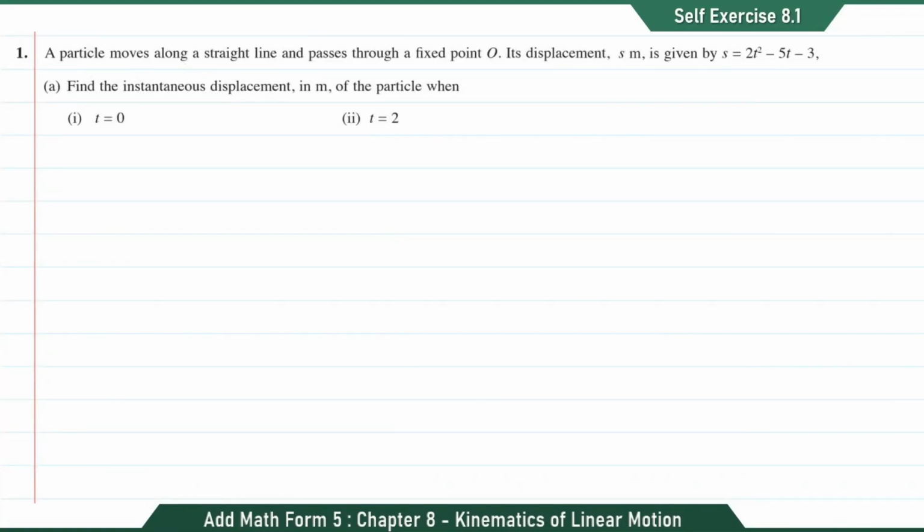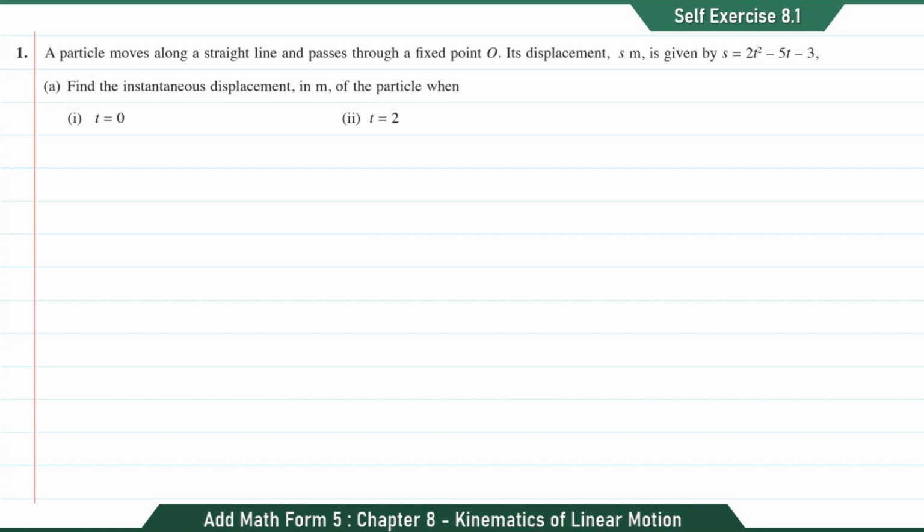Self-exercise 8.1, question 1. A particle moves along a straight line and passes through a fixed point O. Its displacement, s meters, is given by s equals 2t squared minus 5t minus 3. A. Find the instantaneous displacement in meters of the particle when, number 1, t is equal to 0.